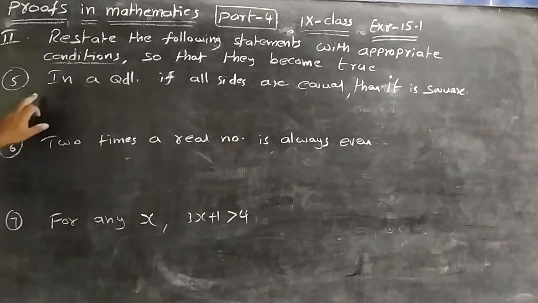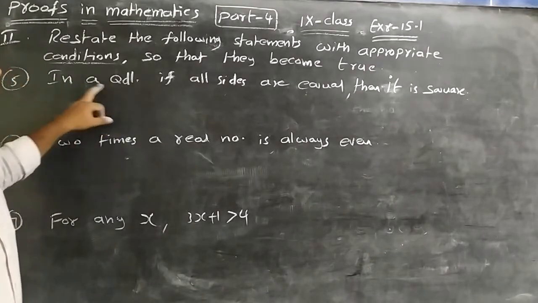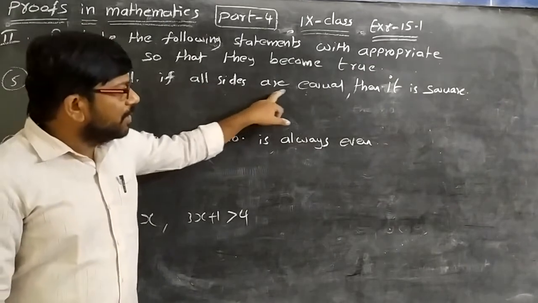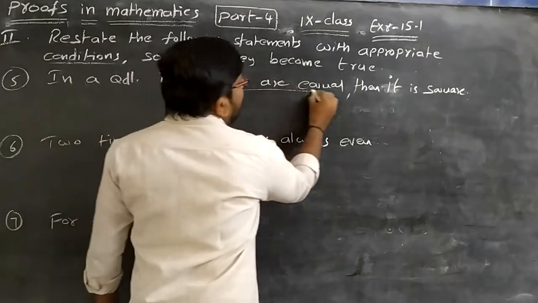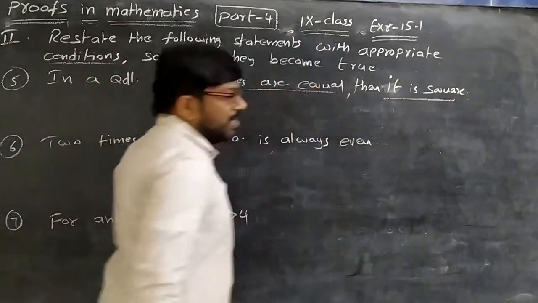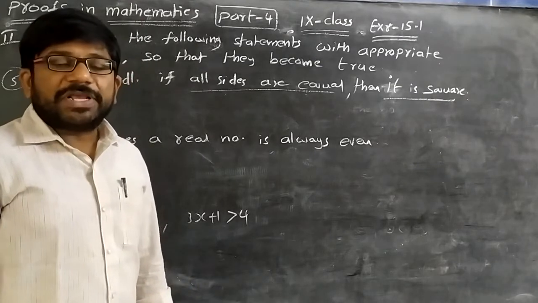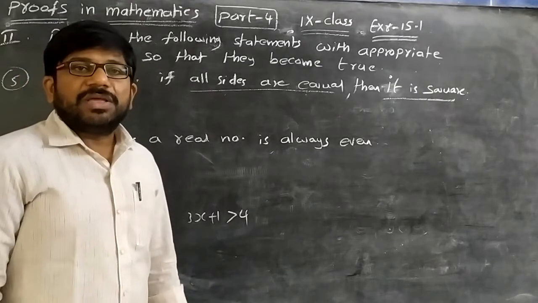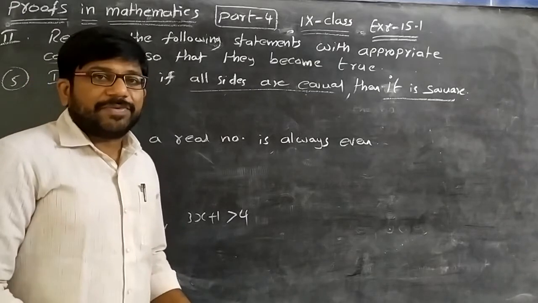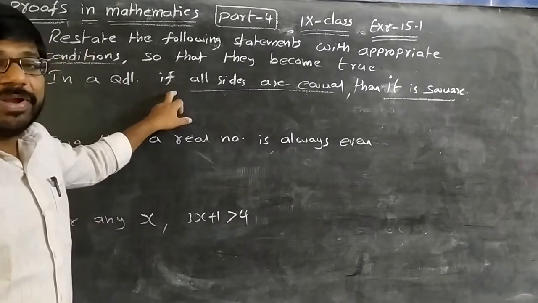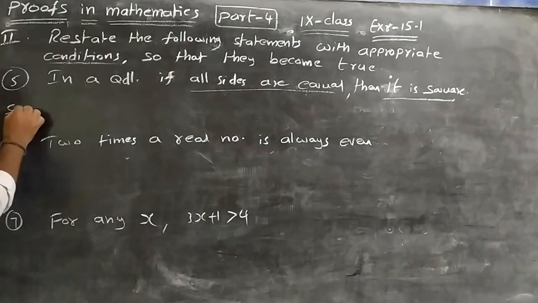Let's go for next. In a quadrilateral, if all sides are equal, then it is a square. So is it correct? It is not correct, because according to the definition of a square, in a square all sides are equal and all angles are equal. But all angles are equal is not given in this statement, right? So now restate the statement to be true.